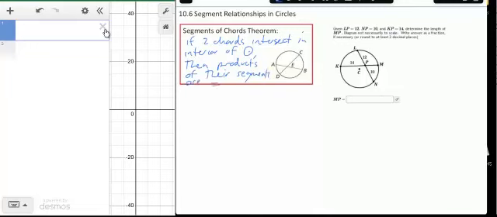Actually, I'll put equal because we're dealing with a calculation. So here, if you have these two chords intersecting, AB and CD intersect, what you're seeing here is that the product of one set of chord segments, so AE times EB, is equal to the product of the other chord's segments, DE times EC. So this is the calculation relationship that exists when the chords intersect inside the circle.